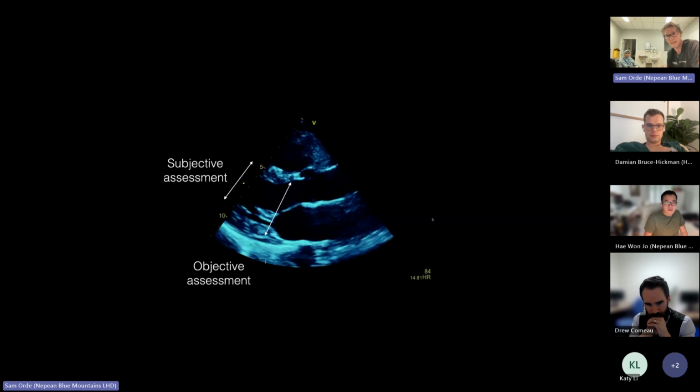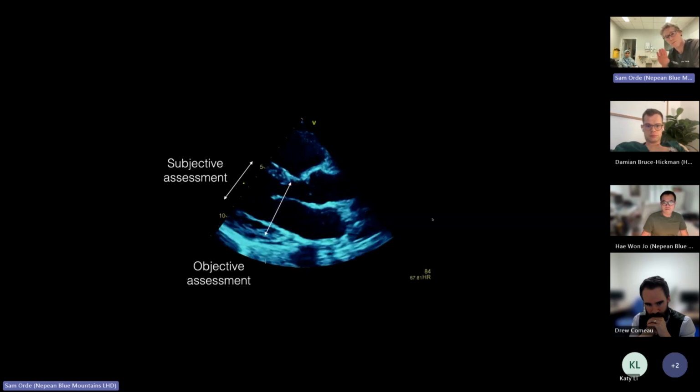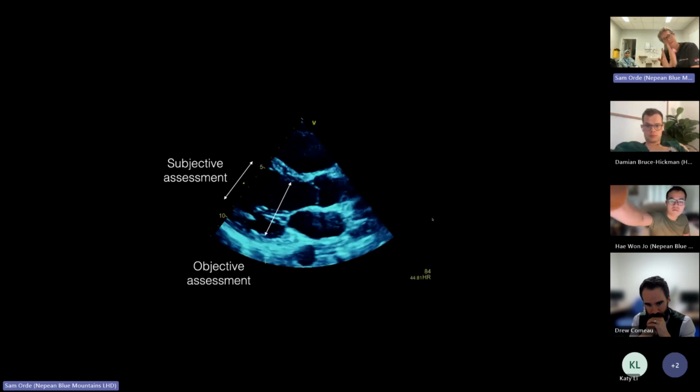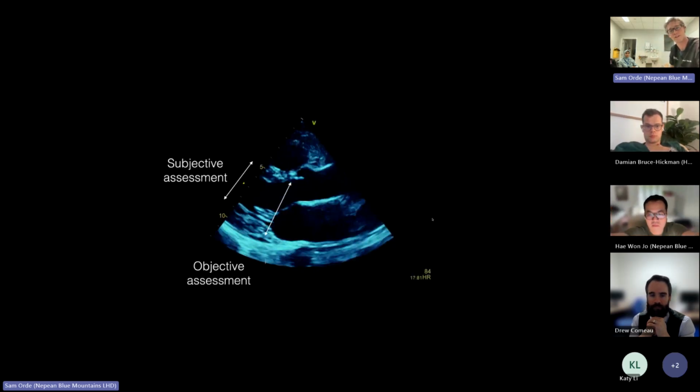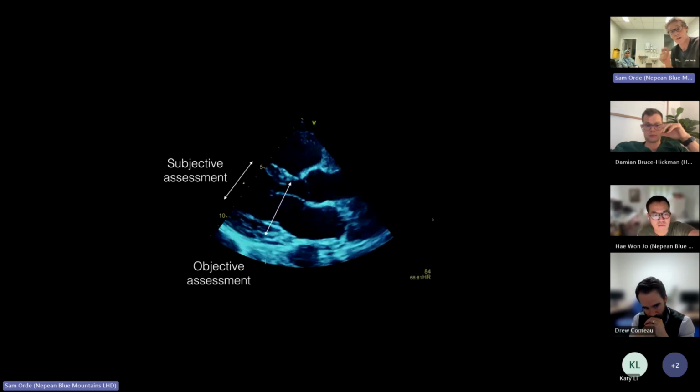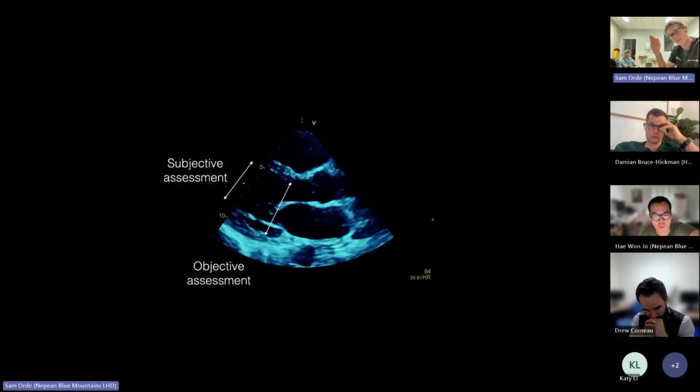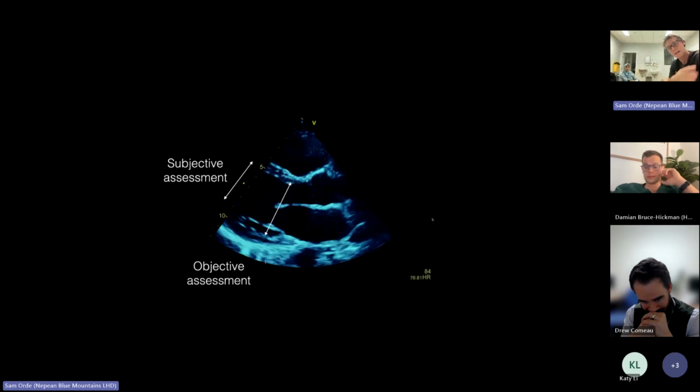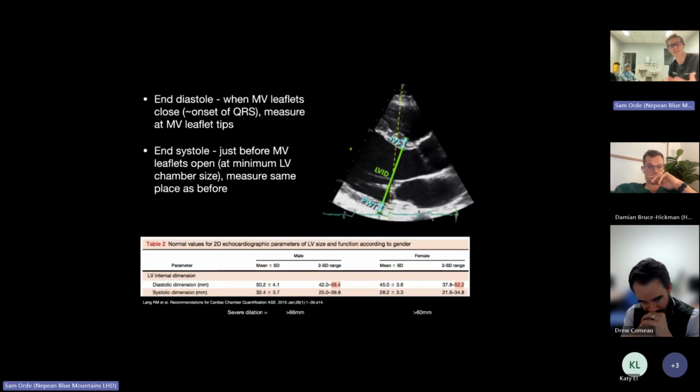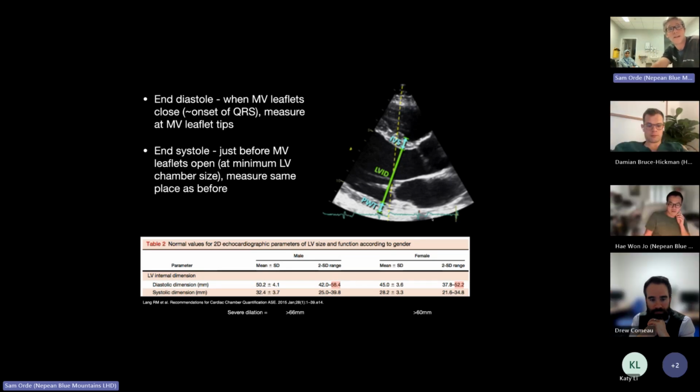or you can try and do an objective measurement. The way you do it is you're meant to stop the image and scroll it forward till just the mitral valves close for the first time. Then you measure it at the tips of the mitral valve leaflets and try not to include trabeculations. Try and find that first continuous line in that wall and make your measurement. If it's greater than, say, 59 in men and greater than 52 in women, that's dilated. If it's greater than 66 in men or 60 in women, then that's severely dilated.